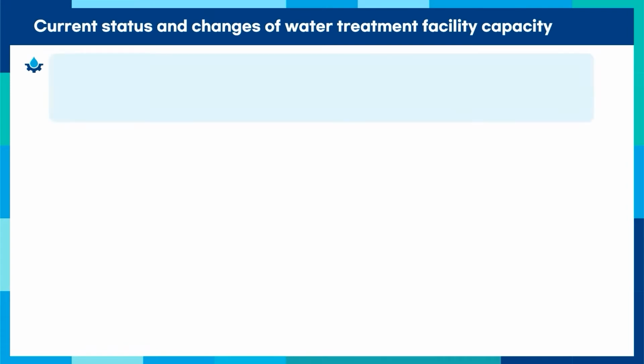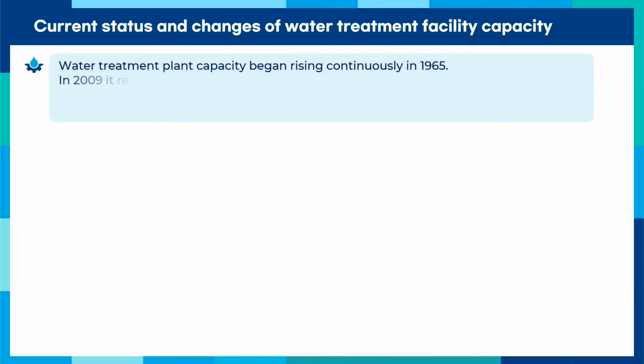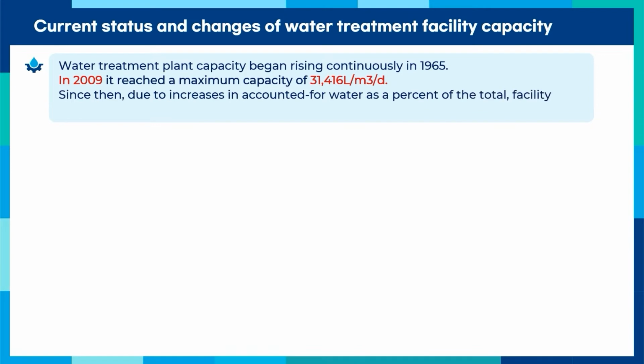Water treatment plant capacity increased to its maximum in 2009, with 31,416 thousand cubic meters per day. After this, the amount of water supplied fell due to improvements to the revenue water supply ratio. And with maintenance to existing old piping, as of 2019 total water treatment plant capacity was 27 million tons per day.